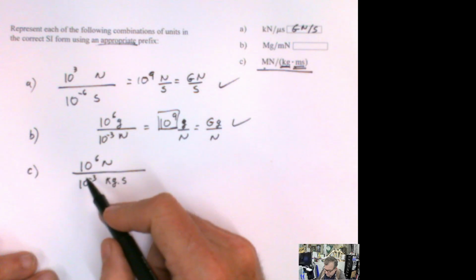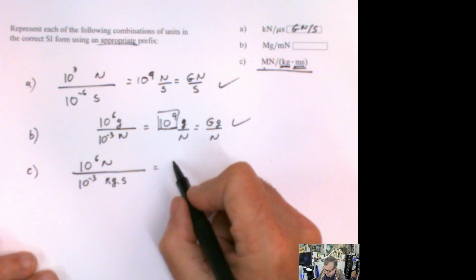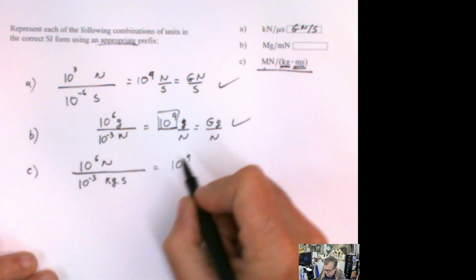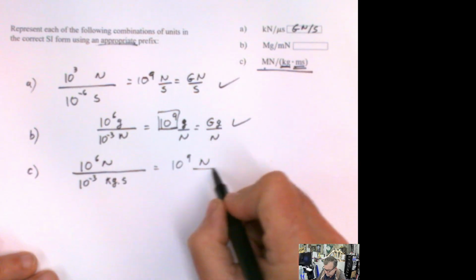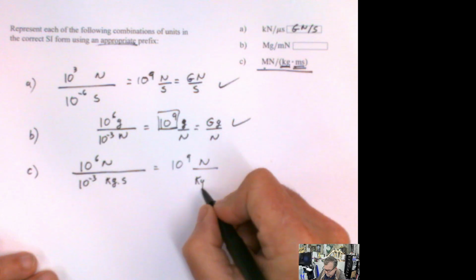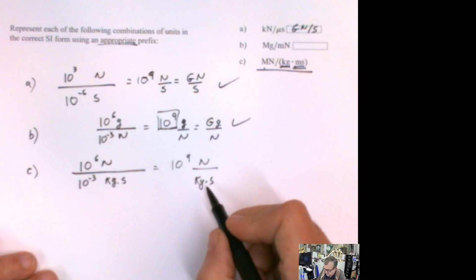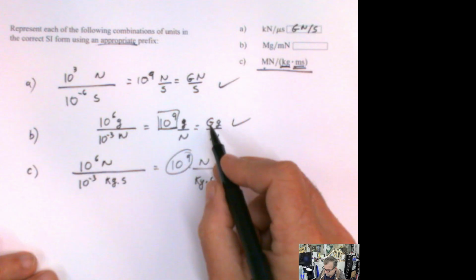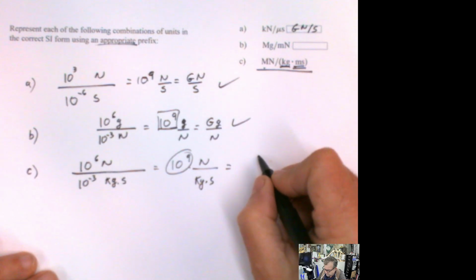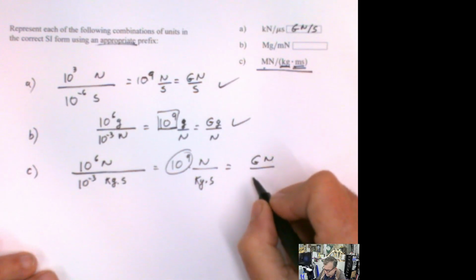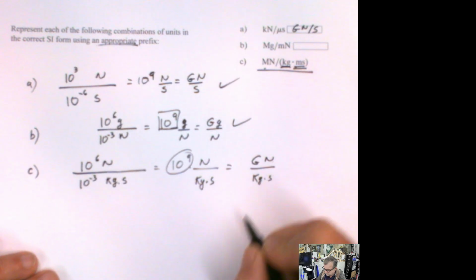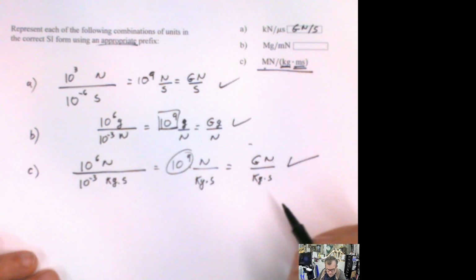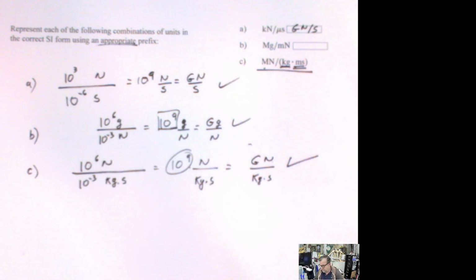This once again becomes 10 to the 9. So that is 10 to the 9 newton divided by kilogram second, and 10 to the 9 corresponds to giga, so that will be giganewton divided by kilogram per second. And that would be the correct answer for this problem, in the correct units, in the most elegant way that you can express those units.